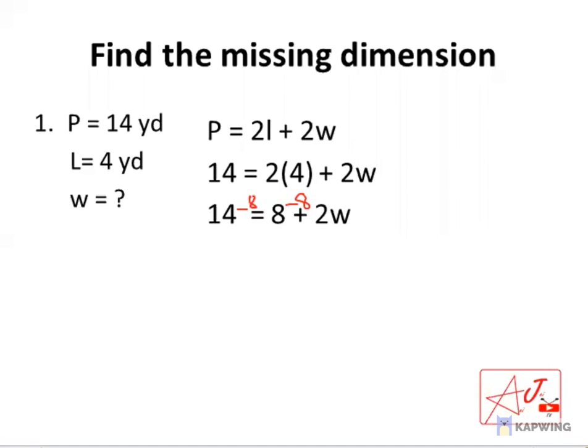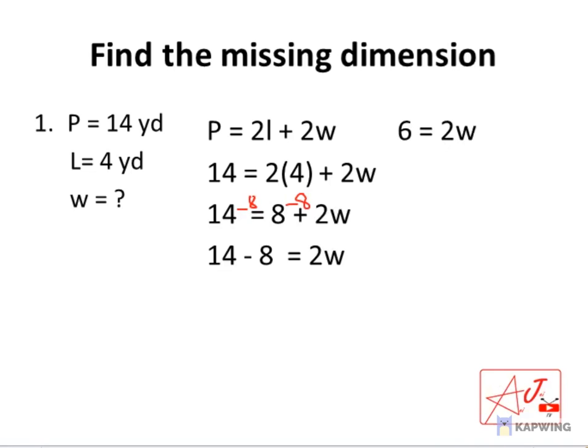So, 8 minus 8 is 0. So, mapapansin natin na wala na siya sa side ni 2W, kundi nagkaroon na dito sa kabila, which is kasi nag-minus din tayo ng 8 dito. So, anong answer sa 14 minus 8? 6. Yun. So, kung mapapansin natin, may 2 pa rin si W.